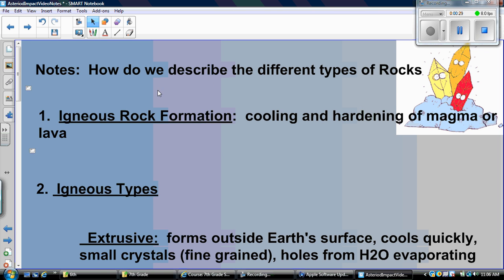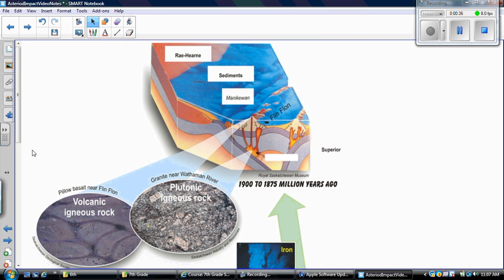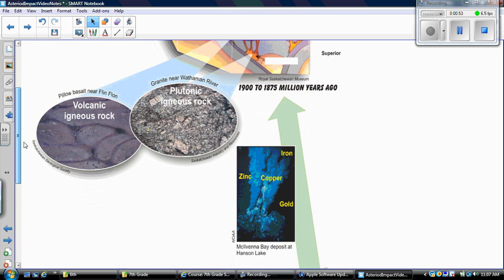Okay, so remember, an igneous rock is a type of rock that forms from the cooling and hardening of magma or lava. So if we take a look at this picture, we've got magma. When it rises and comes up through a volcano, you've got lava that cools and hardens and forms a volcanic igneous rock. If it forms from magma, it can be a plutonic igneous rock. Usually a lot of your igneous rocks are made up of elements like zinc, copper, iron, and gold.